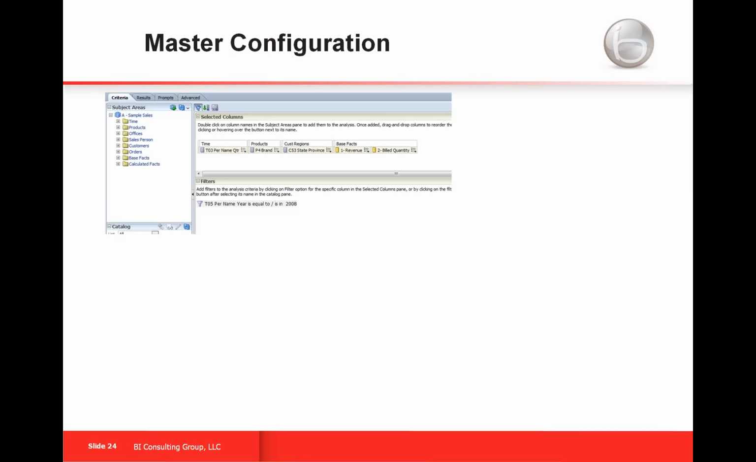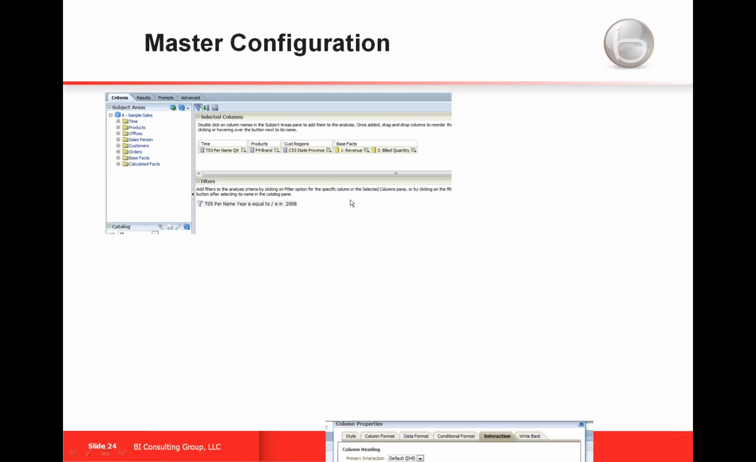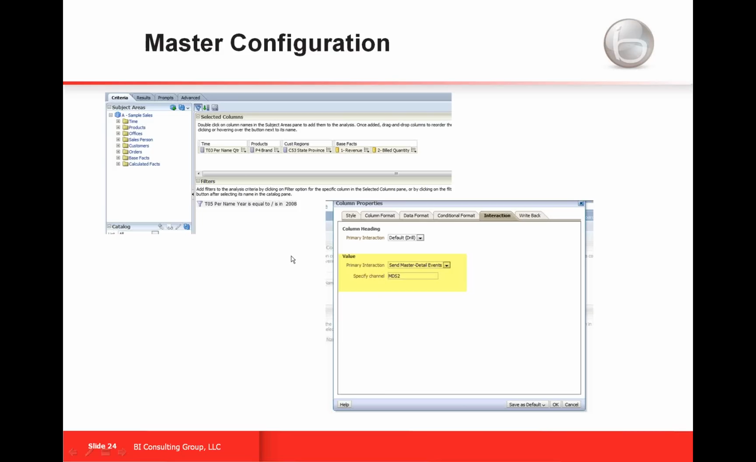and then look at where this becomes useful. So the first thing we're going to do is just create a simple analysis, picking our subject area, picking our columns. And this is where we're going to configure our master view. So you start out with just a sample analysis. Then you pick the column properties for the column that you want to base your listening channel on.